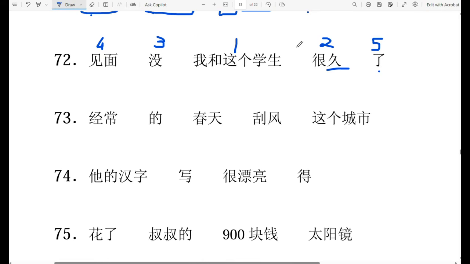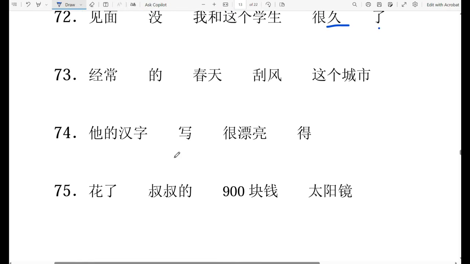So this is how we went through the second sentence. Let's proceed with the next one. 经常, often. You probably recognize the character from chang, very often. So 经常 is an adverb. So after 经常, we will have a verb.